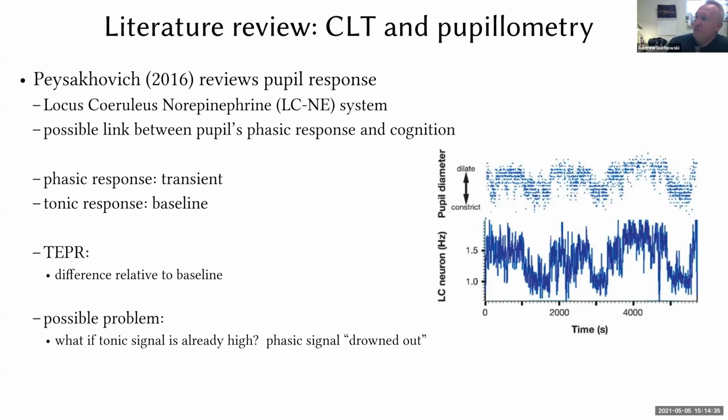Pirker is also a very good reference, 2016, that really did a nice link of the LC-NE system and said that, well, baseline pupil diameter is related to the tonic response of the LC-NE system. And then what we're really after is the phasic response, the transient response. So it's like the response to task versus baseline. And you'll see that indeed for pupillometric measurements, we do want to compare the difference in pupil diameter to baseline.